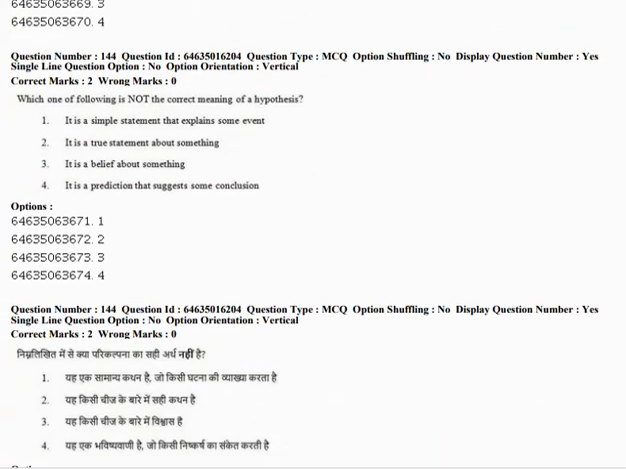144. Which type of hypothesis is not correct? It is simple statement, explain the event. It is true statement about something. True statement है तो फिर हम लोग जांचेंगे ही क्यों. It is belief about the something सही है. It is prediction that suggests the some conclusion, ये भी सही है. Means option number 2 is the correct answer.